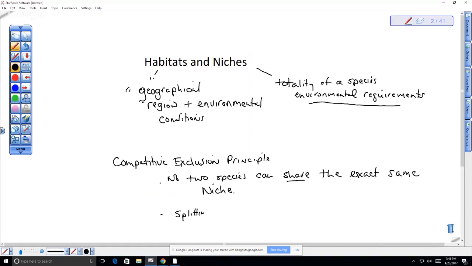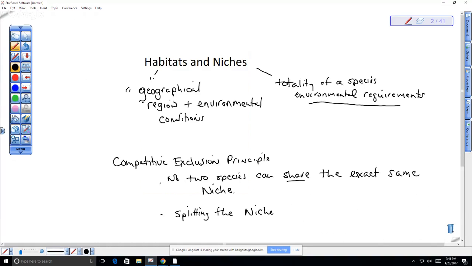So for example, let's just hypothetically say we have two different examples of crickets. You could say that one cricket calls in the morning and one cricket calls at night. And so therefore they don't have the exact same niche. They might have everything else similar, but one might mate in the morning and one might mate at night.